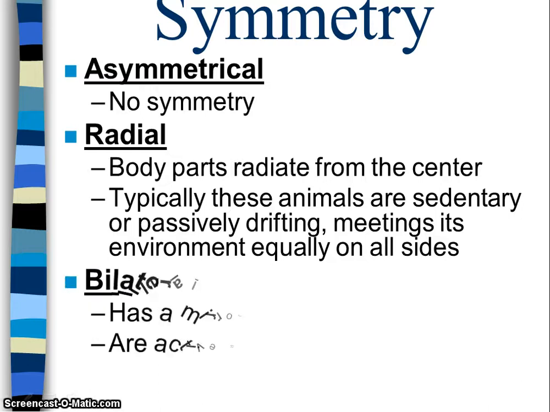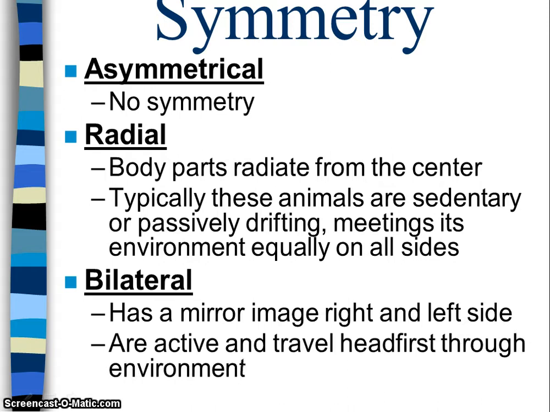Okay, and the last one is bilateral symmetry. This can be divided into equal halves along a single plane into right and left side, and you kind of divide from the midline from head to toe. So it's like two-sided symmetry. And these are organisms that are active and travel head first through the environment, where a lot of the animals are bilateral. Okay, and this is a good adaptation for movement.